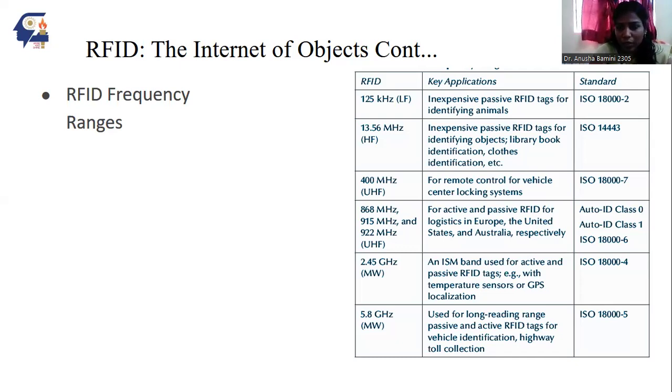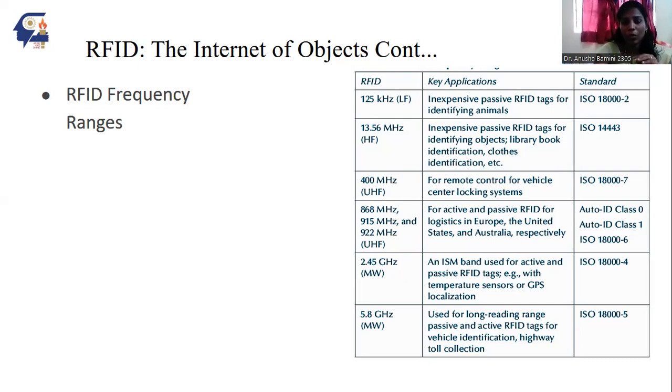Then the final one is microwave. These microwave radio frequency tags are between 2.45 gigahertz to 5.8 gigahertz. This may be mainly used for vehicle identification, as well as with temperature sensors or GPS localization. In these bands, we can use microwave RFID tags. They are used in vehicle identification, highway data collection, highway toll.